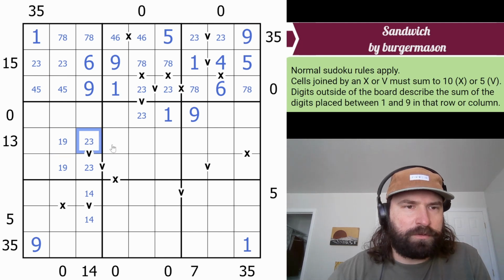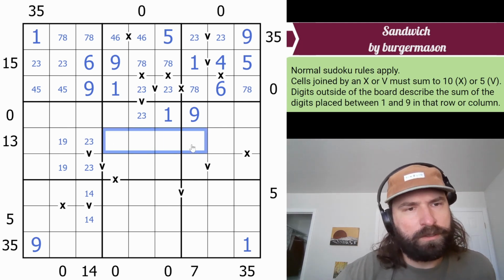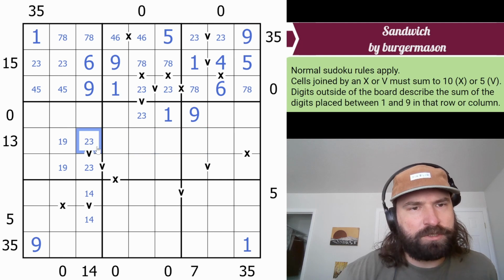And either a 2 or a 3 here. So we have a stretch of cells. This can't be a 1 or a 9. Is that interesting? Could this be 4 long? If I put a 2 here, these all have to be different, and they have to add up to 13. I don't think we can put a 1 here. So I think probably this is 2 cells long with a 9 here.